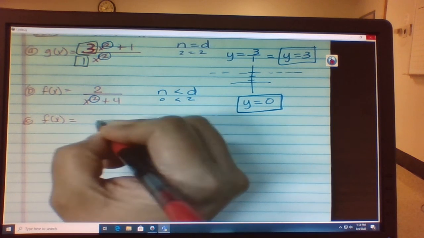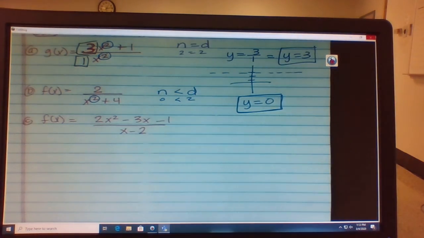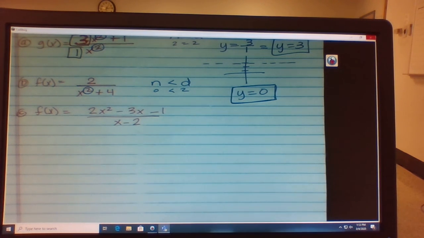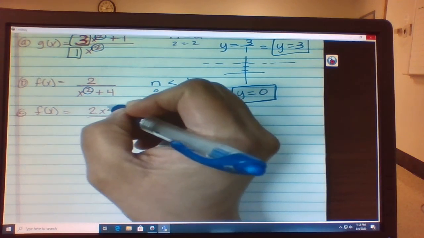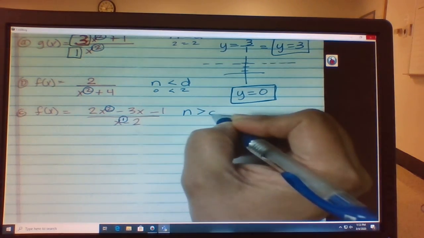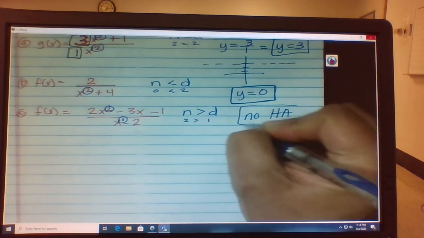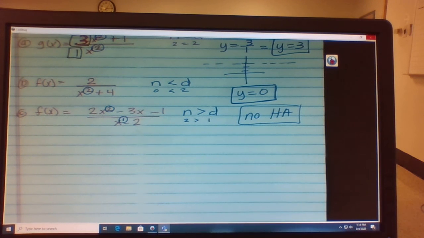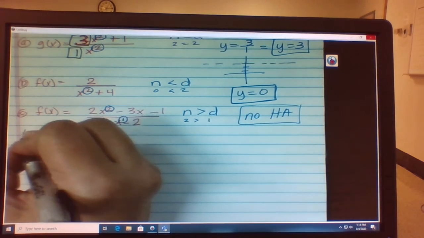Last problem, f of x equals 2x squared minus 3x minus 1 over x minus 2. So in this problem, my degree of my numerator is 2, and this one is a 1. So the numerator is greater than the denominator because this is a 2 and this is a 1. So for this problem, we have no horizontal asymptote, but we have something called the oblique asymptote. Now, the oblique asymptote means it's going to be a slanted line. It won't be a horizontal or a vertical line. It's going to be a slanted line, which takes us to example number 4.